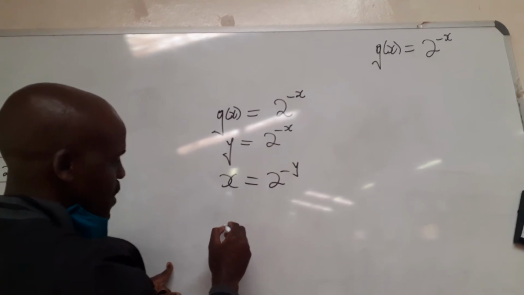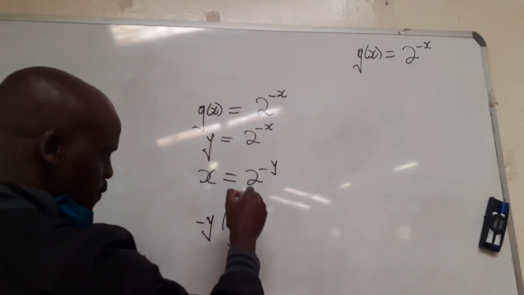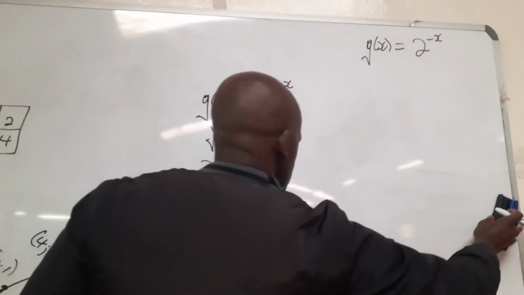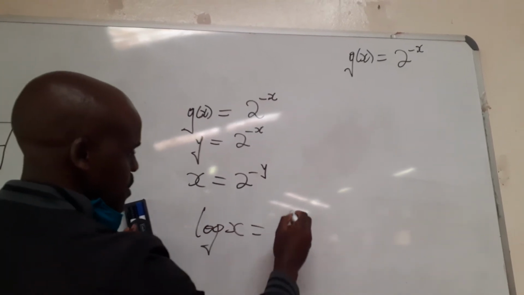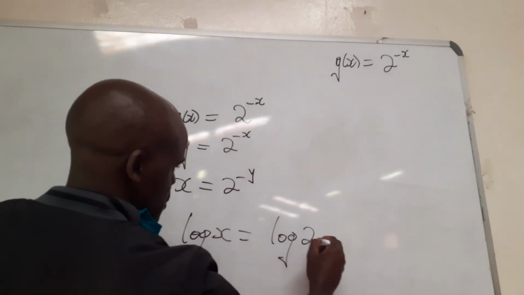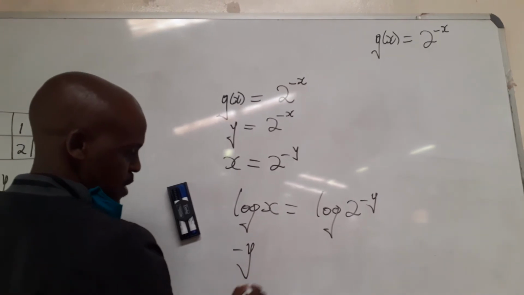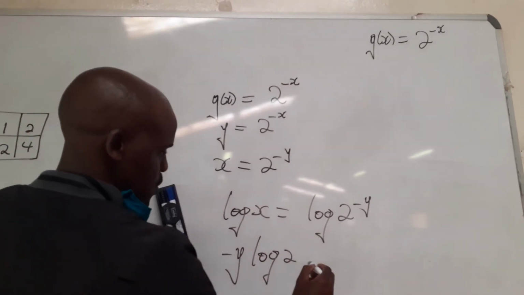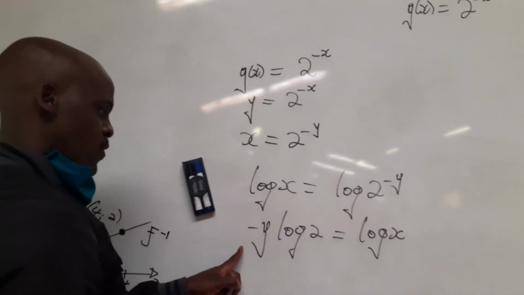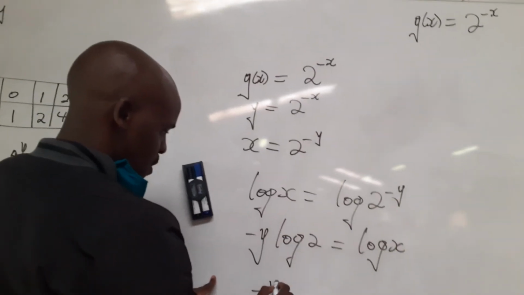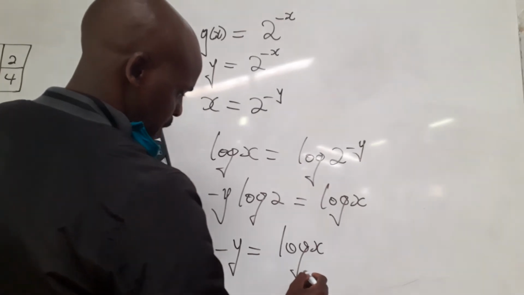Let's just introduce logs. It's log x equals log 2 exponent negative y. So we are multiplying by negative y. So it's log 2 equals log x. We divide. Minus y will be equal to log x base 2.